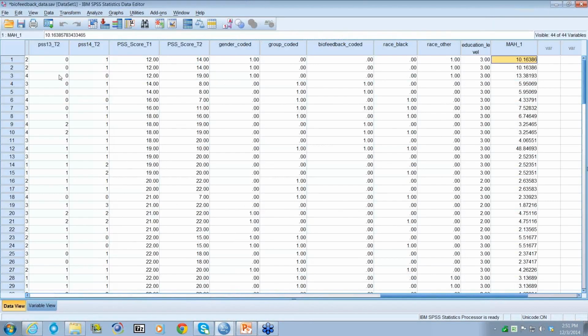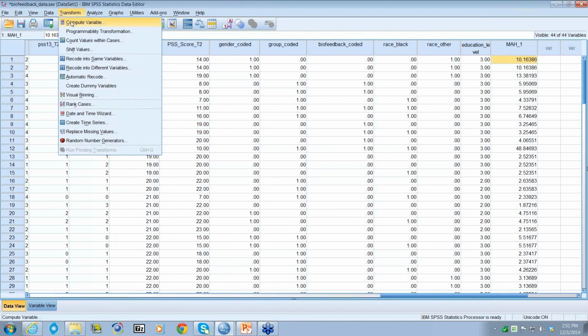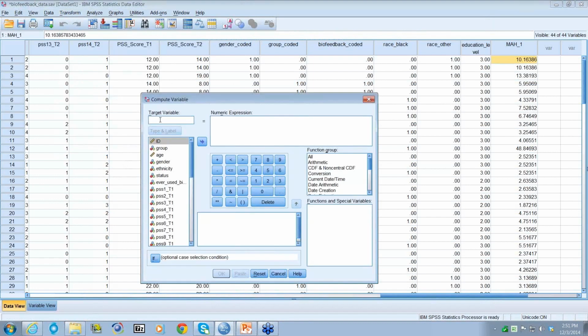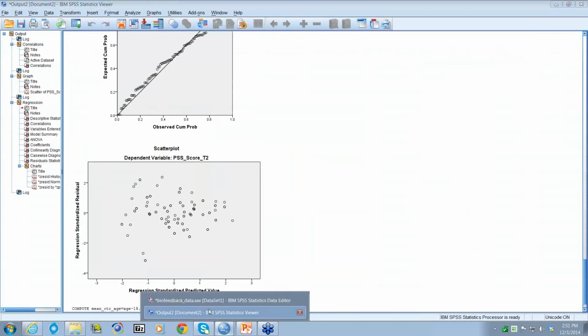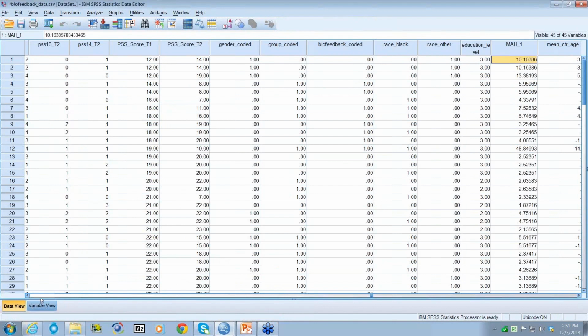Okay, so we'll go up to transform. We're going to compute a variable. Let's call it mean center age. Okay. And then over here, we're going to define it. So we're going to go down here. Oh, here's age. Okay, so we're going to take age, and we're going to subtract 19.90. And we're going to click OK. And let's make sure it's in the data. So we just go to the end of our data set.